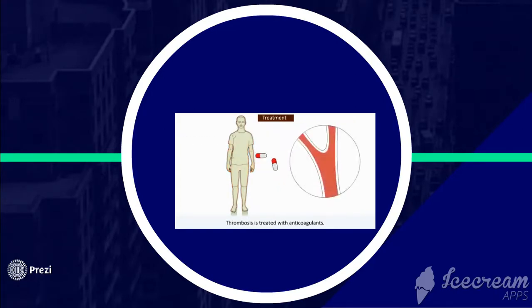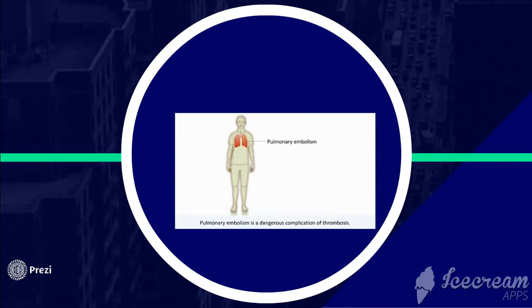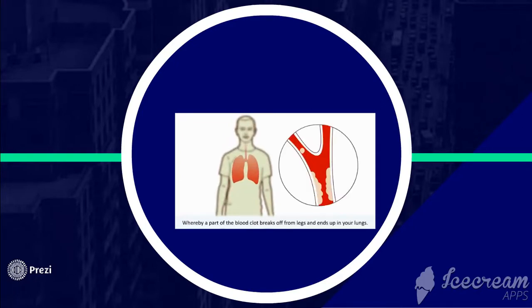Thrombosis is treated with anticoagulants. Pulmonary embolism is a dangerous complication of thrombosis, whereby a part of the blood clot breaks off from the legs and ends up in your lungs.